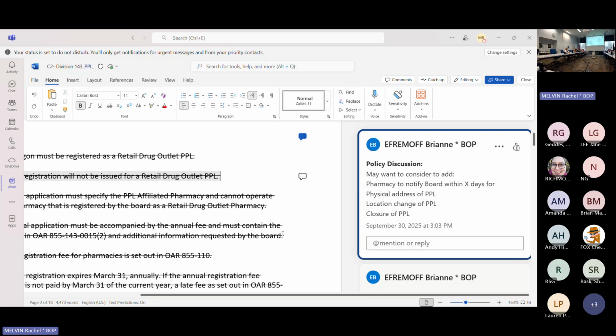And maybe it is going to be on the self-inspection form. That's a great idea. I'm just not sure what we have set up for that yet, but that's exactly why I would like that added, because we would never have a pharmacy that's licensed that we don't know the address of.